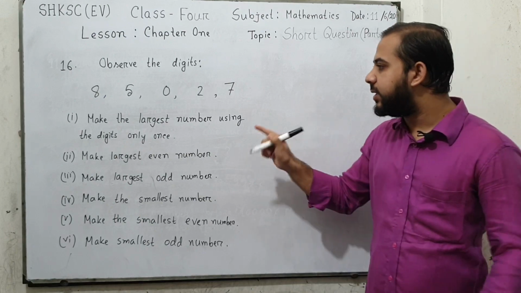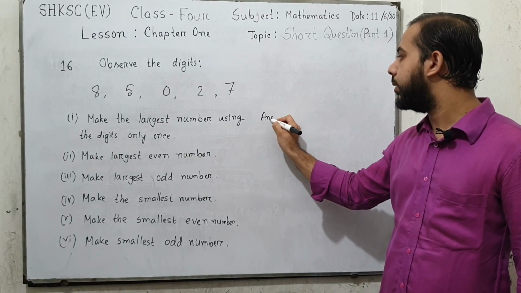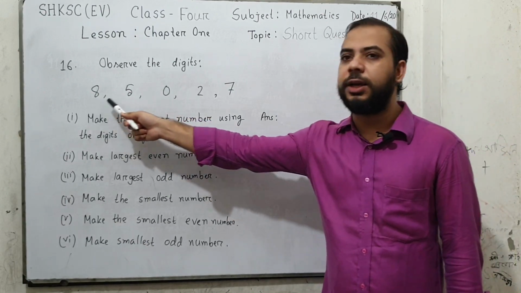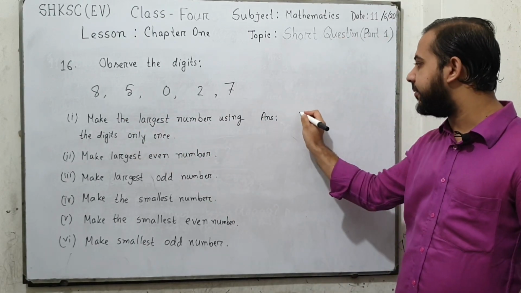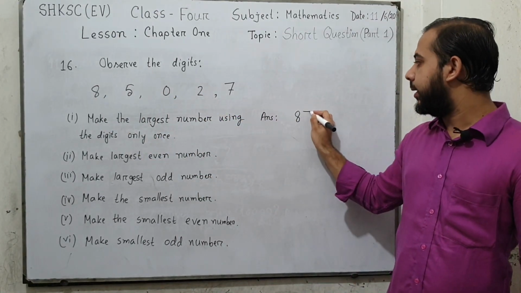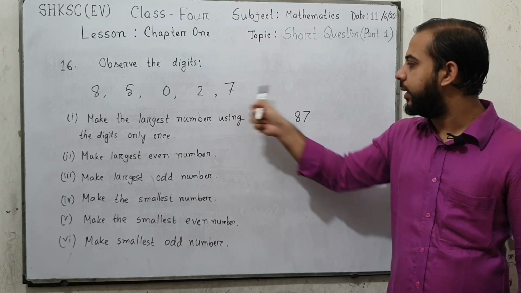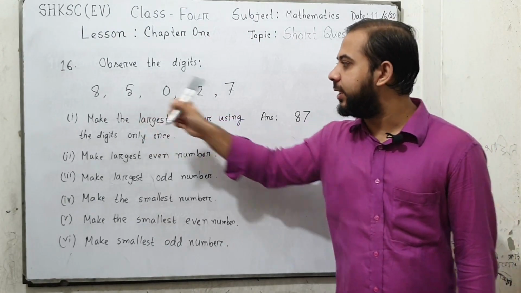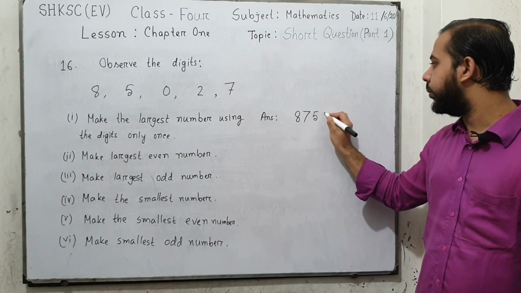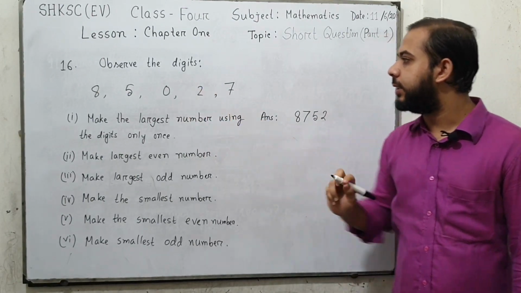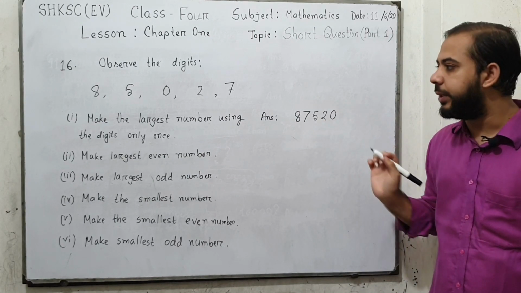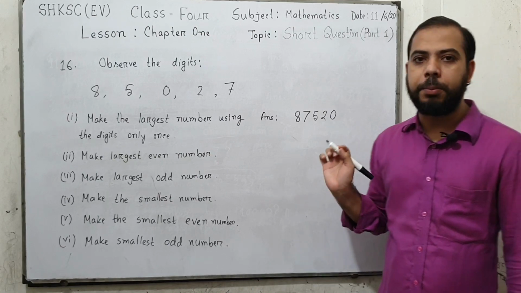So for writing the largest number, we have to write the largest digit first. 8 is the largest digit, so at first we write 8. Then the next digit is 7, so we write 7 here. Next largest is 5, so we write 5. The next is 2, we write 2. The next digit is 0, so we write 0. So this is the largest number, that is 87,520.